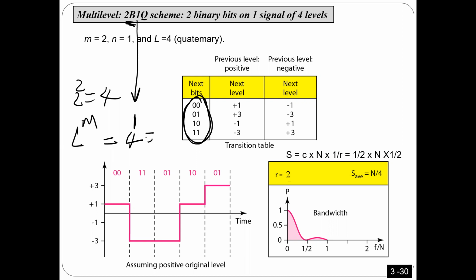So here it can be positive 1. Every time I have to pick only 1, right? So it's going to be positive 3, positive 1, negative 1, and negative 3. Is that okay? So it's only 4 ones.